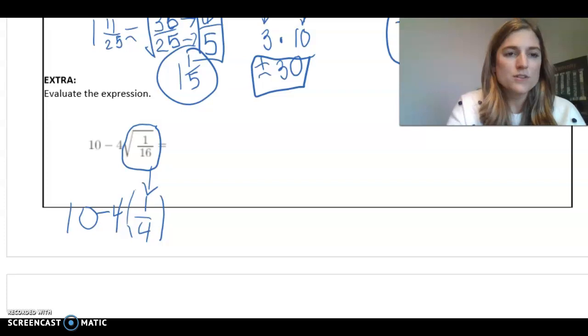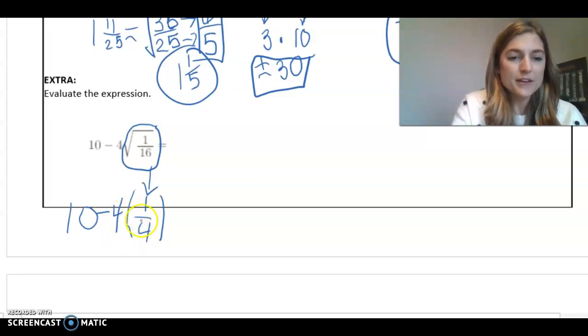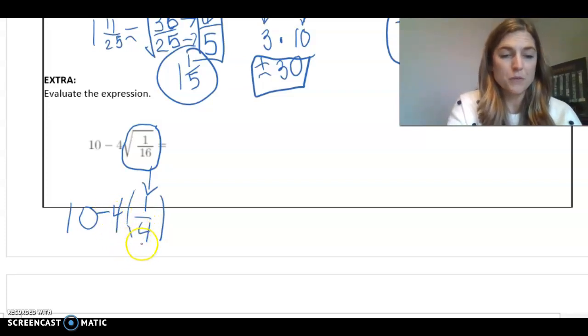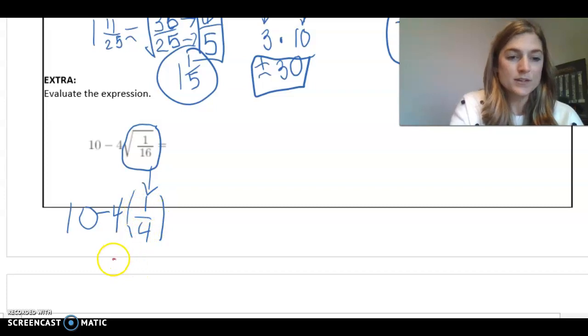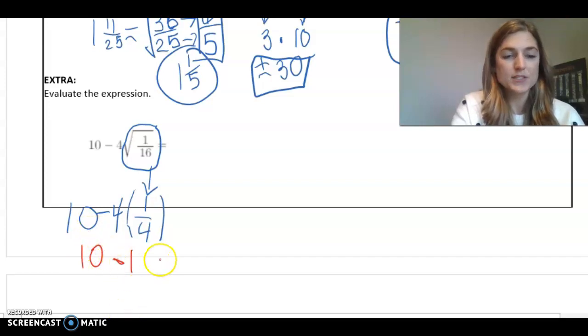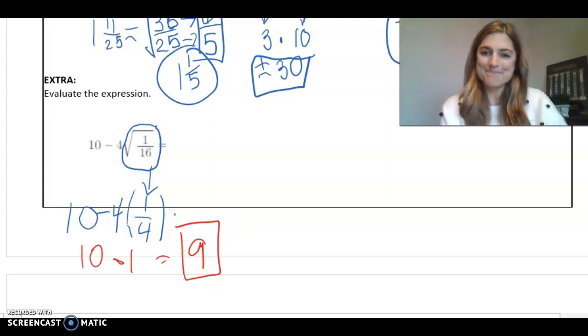So right now we got order of operations going on. So I need to do -4 times 1/4. And that, guys, would simplify to -1. And then I bring down my 10. So 10 minus 1, my final answer would be 9.